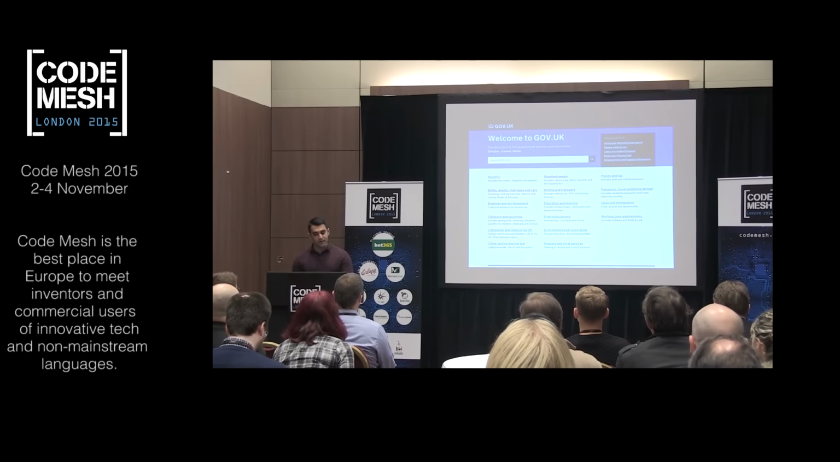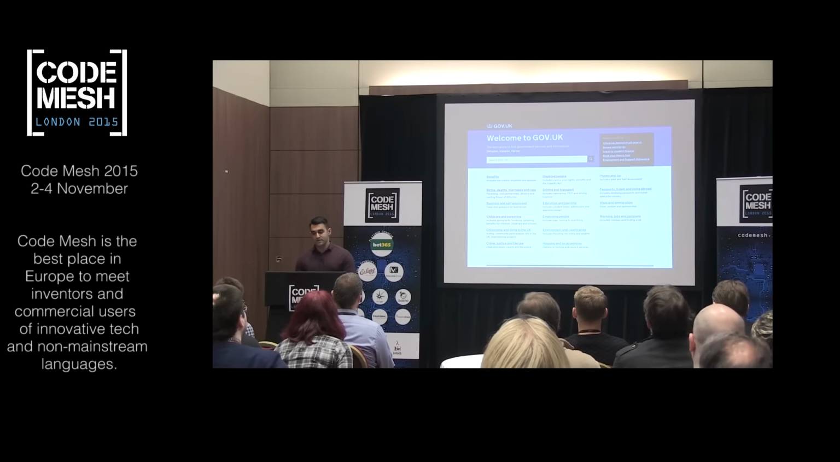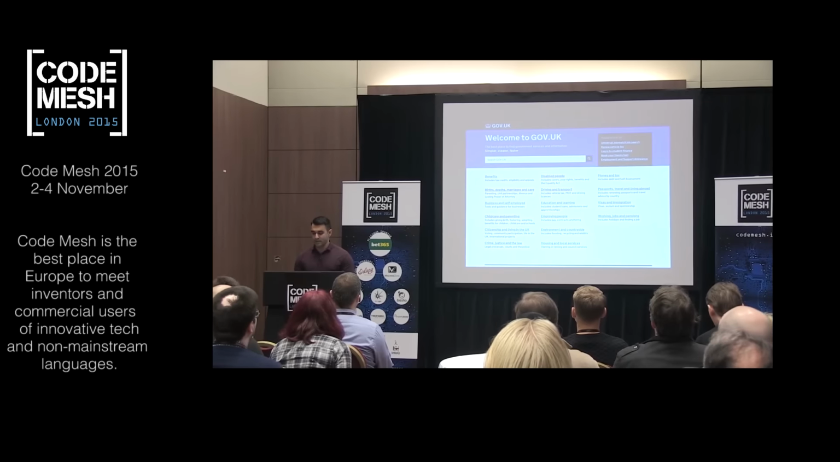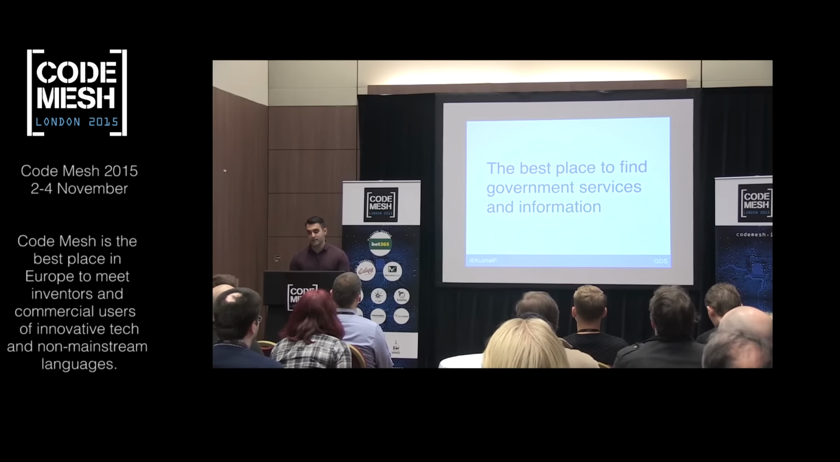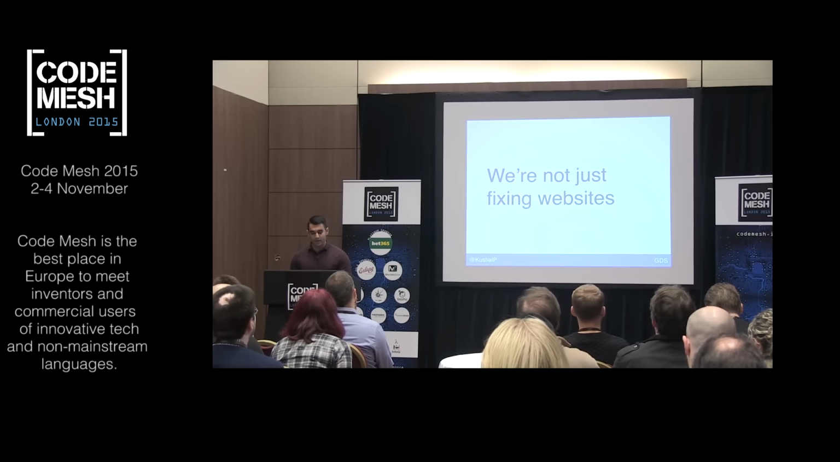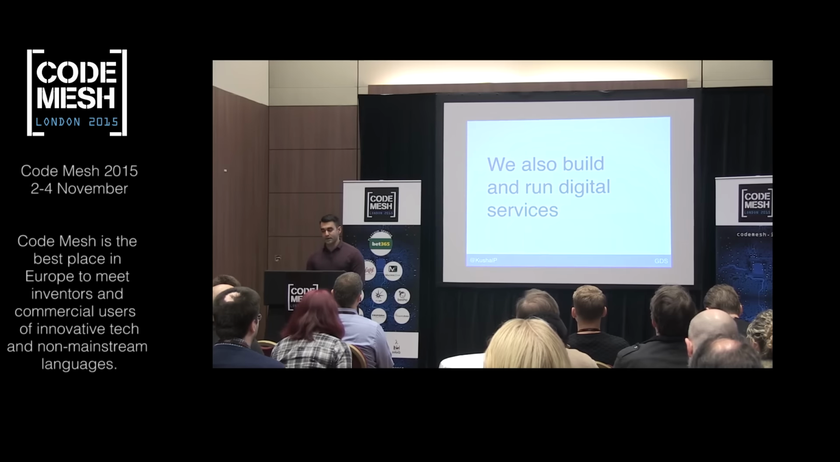If you go to gov.uk at the moment, it looks a bit like this. It replaced older sites like DirectGov, BusinessLink, and many others with a simple single site for the public to use. It's the best place to find government services and information online, but we're not just fixing websites. We also build and run digital services, which means building them from the ground up, or working with departments across the country to improve their current offerings.